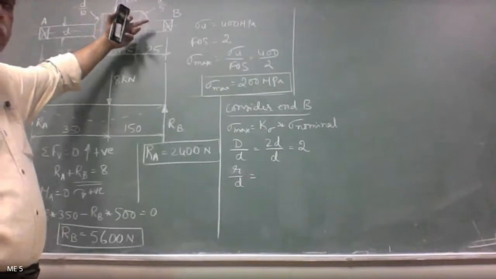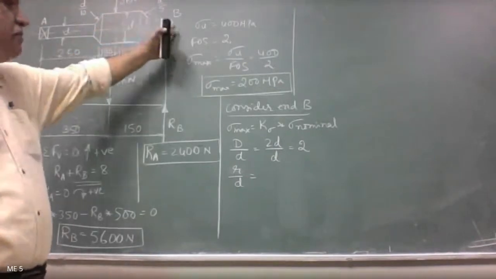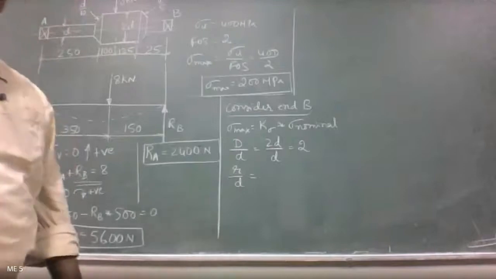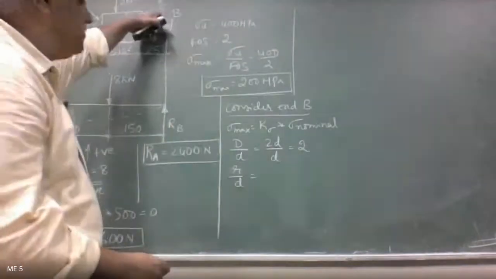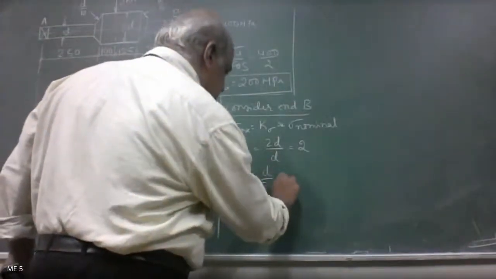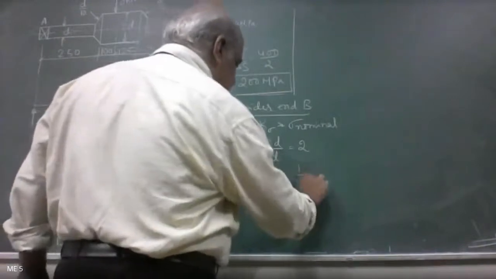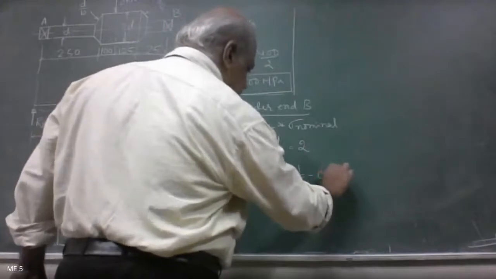r is equal to, what is the radius for end B? d by 2? d by 5 it is, actually d by 5. If you are taking it as d by 2, please change it, it's d by 5 there. So it is d by 5 into d. So d and d get cancelled. What I get is 1 by 5. So 1 by 5 is nothing but how much? 0.2.